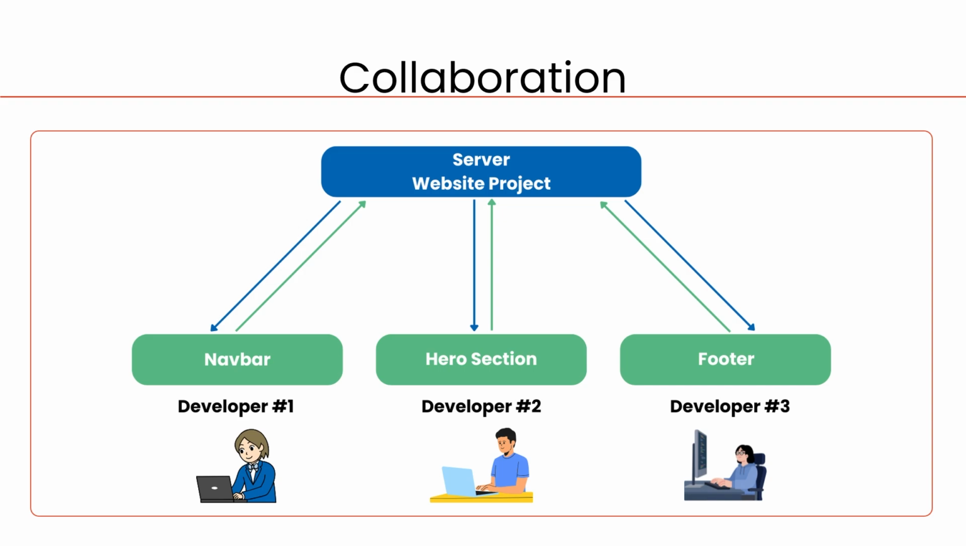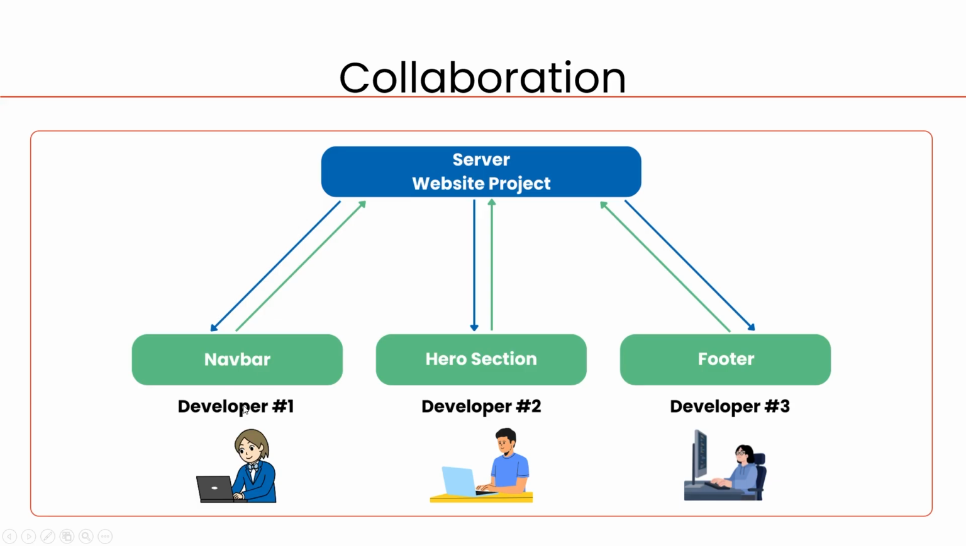Now developer 1 can get that updated code from server to his local machine. Same, developer 2 can get that updated code from server to his local machine, and developer 3 can get that updated code from server to his local machine. So now all three developers have each other's code.